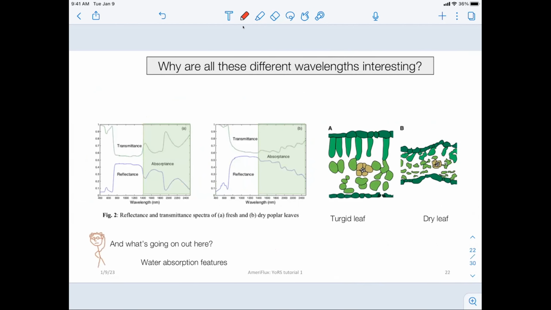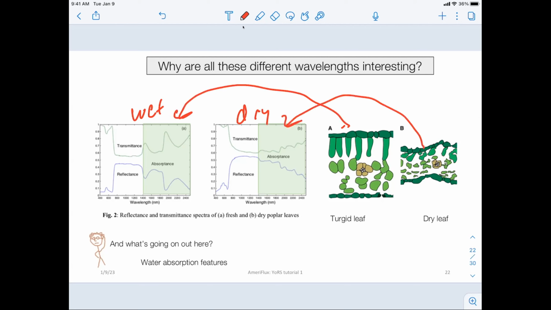If we look at two spectra, a wet leaf on the left here and a dry leaf on the right, we can begin to see there's not a lot of change in the visible and near-infrared, but we see most of these changes in the shortwave infrared, and this can tell us a little bit about leaf water content.